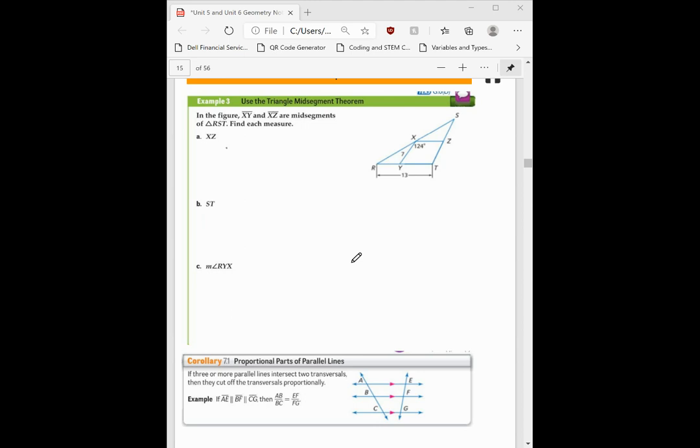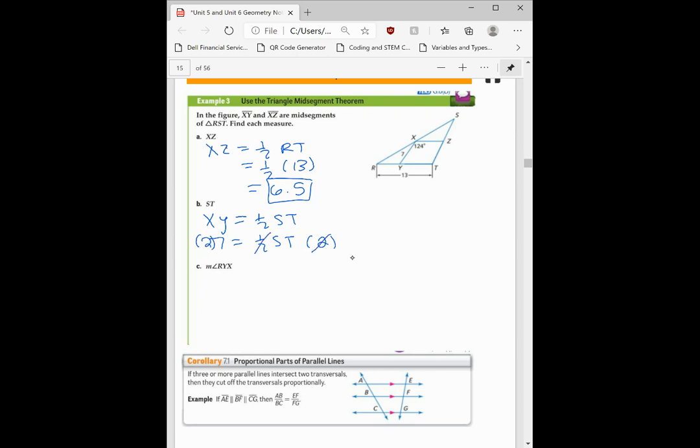Well, we know that the definition of a mid-segment means that it is half the other segment. So XZ is equal to 1/2 RT. Well, 1/2 RT is 13. So 13 times 1/2 is 6.5. So that's our answer. Same with ST. XY is equal to 1/2 ST. XY is 7, so we need to find ST by multiplying both sides by 2. Because remember, 1/2 and 2 cancel. So that means we have ST is equal to 14.